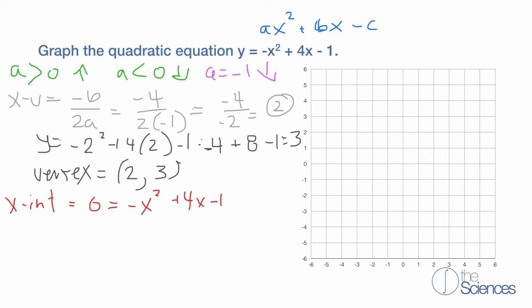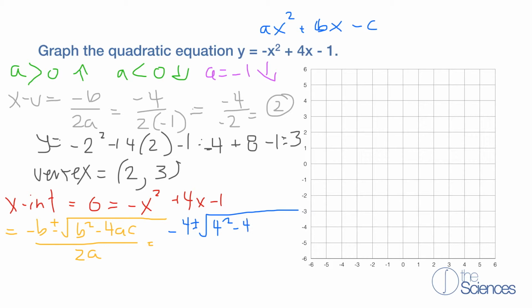Or we could use our quadratic equation, which is x equals negative b plus or minus the square root of b squared minus 4ac over 2a. So when we do that, we get negative b, which is 4, plus or minus the square root of 4 squared minus 4 times a, which is negative 1, times c, which is negative 1, over 2 times a, which is negative 1.